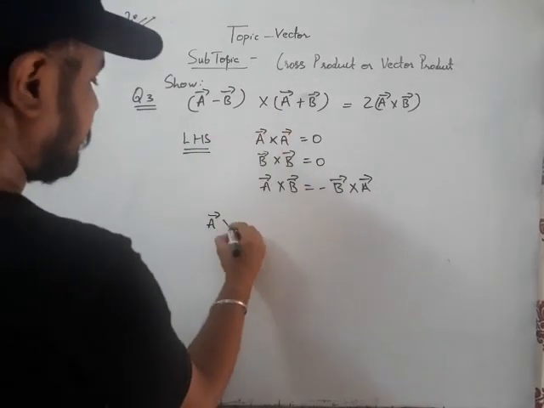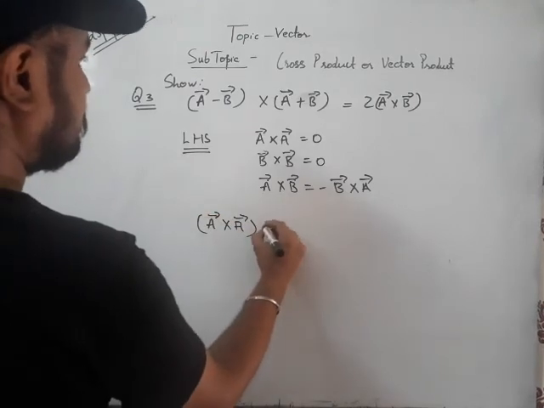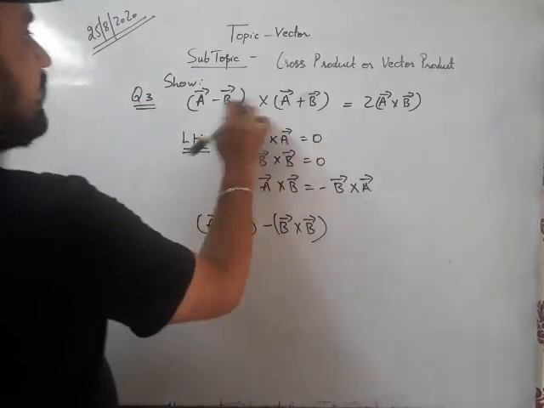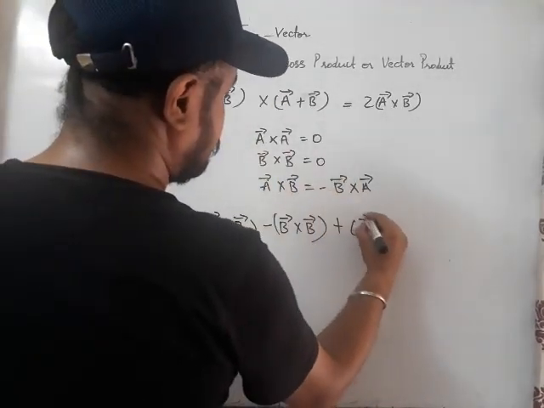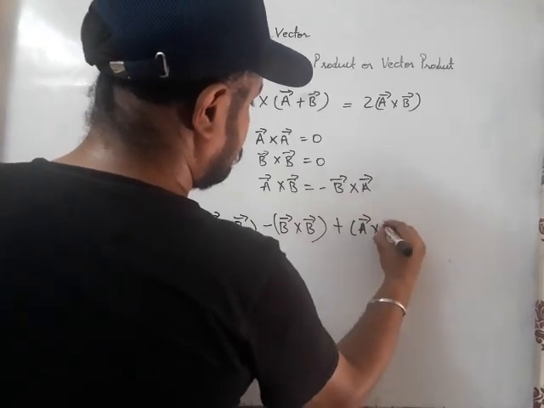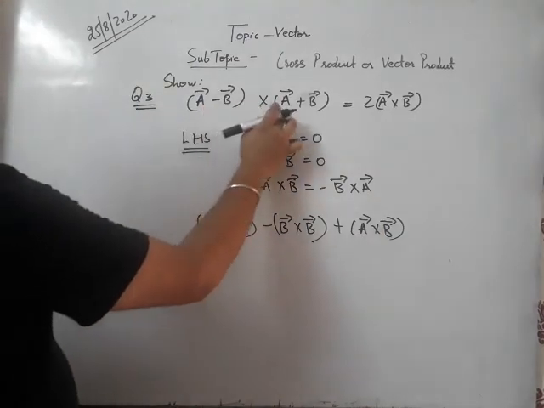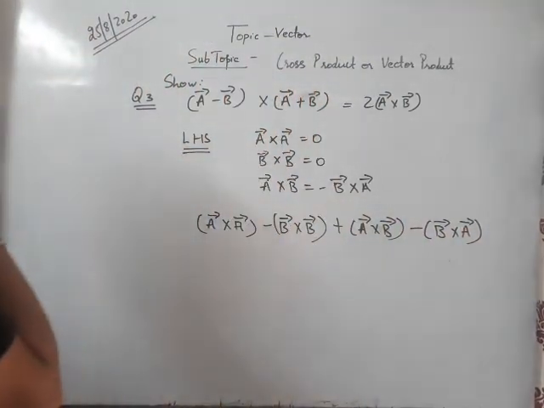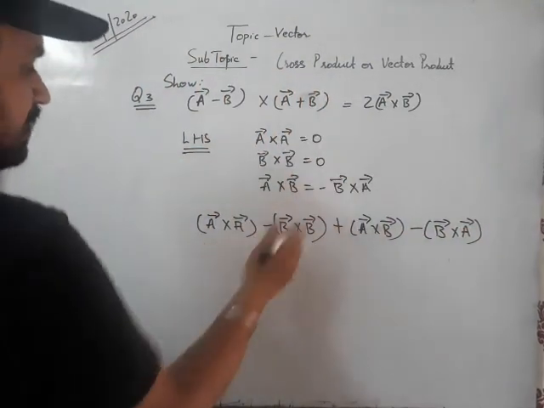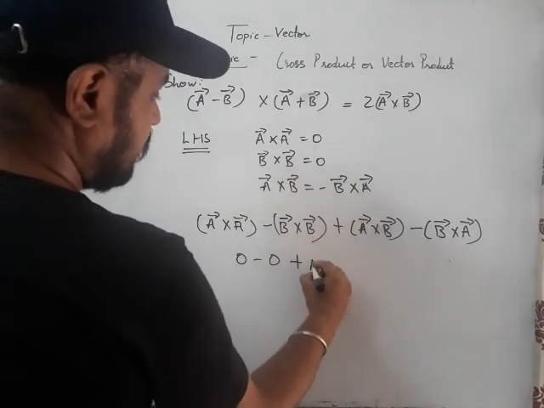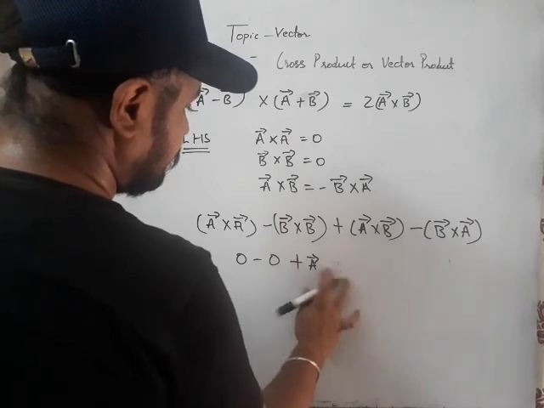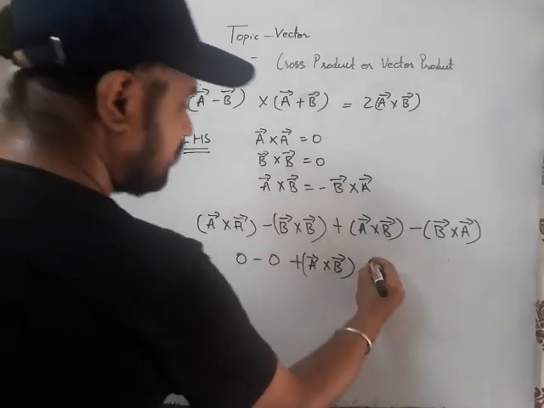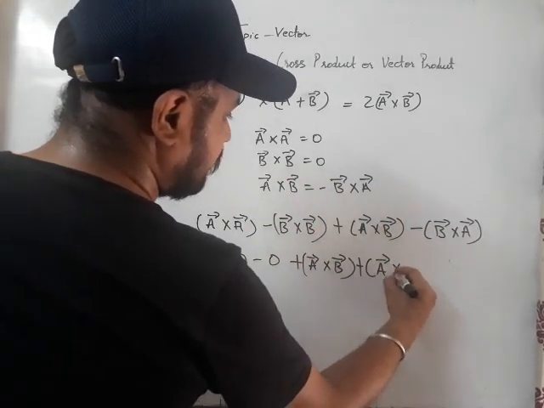Now we will be doing the sum over here. Firstly, opening the bracket and multiplying: A cross A will be the first term, then A cross B, then minus B cross A, and the last is minus B cross B. So here A cross A and B cross B will be 0 straightforward, 0 minus 0, plus A cross B we can take as it is, and we know that minus of B cross A is also A cross B, that will be plus A cross B.